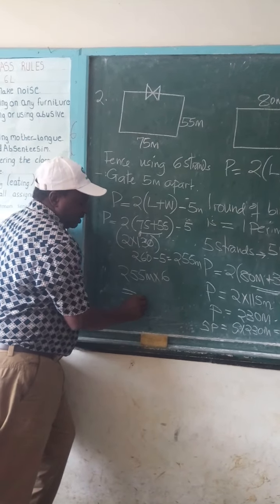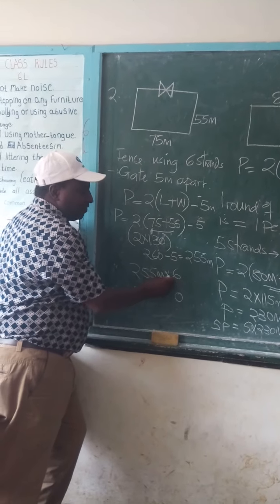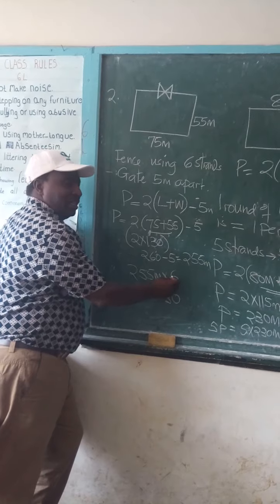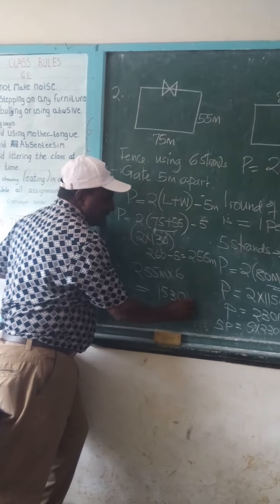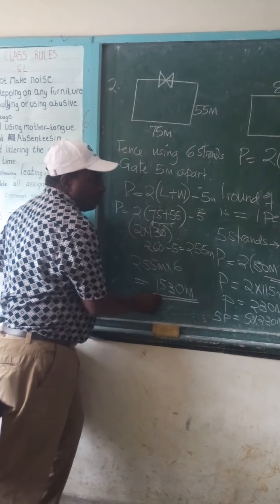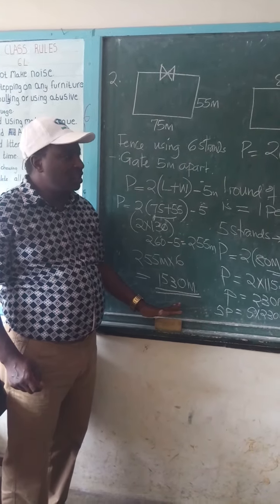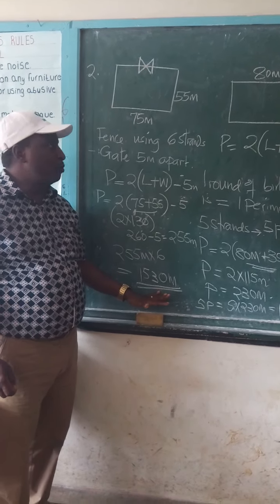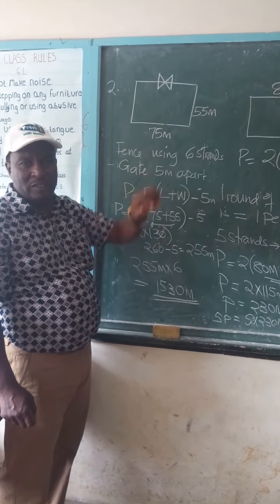5 times 6 is 30, plus 3 is 33. 2 times 6 is 12, plus 3 is 15. So 1530 meters. We have already removed the gate. We can now see the total length of wire that will be needed to fence this region.